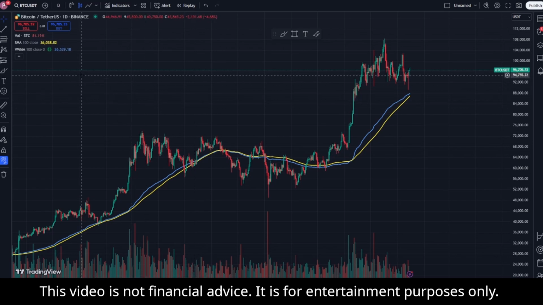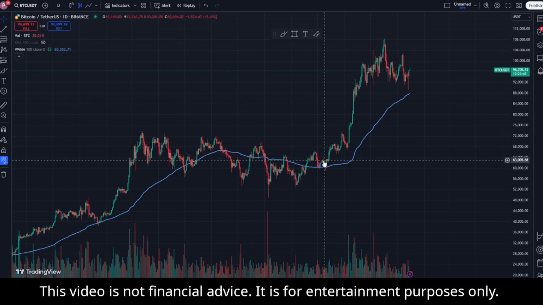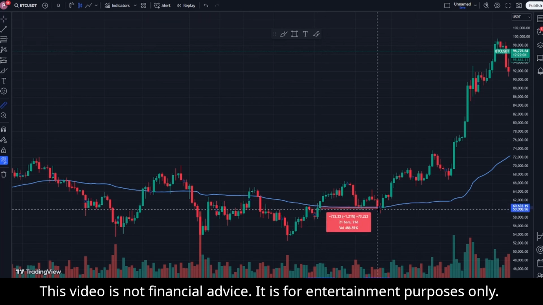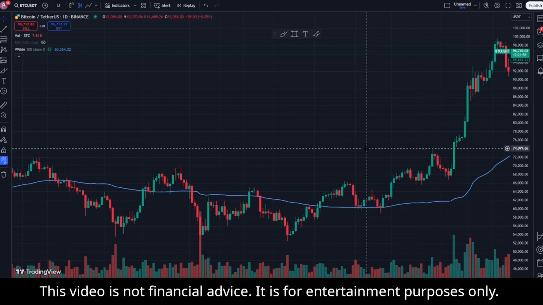So I've added also the simple moving average, but let's remove it for now. And this strategy is always the same. So we enter a long when the daily close, the daily candlestick closes above the blue line, for example here at about $61,000, and we would have probably closed the trade here when this small red candlestick closes below the blue line at about $60,200 here.